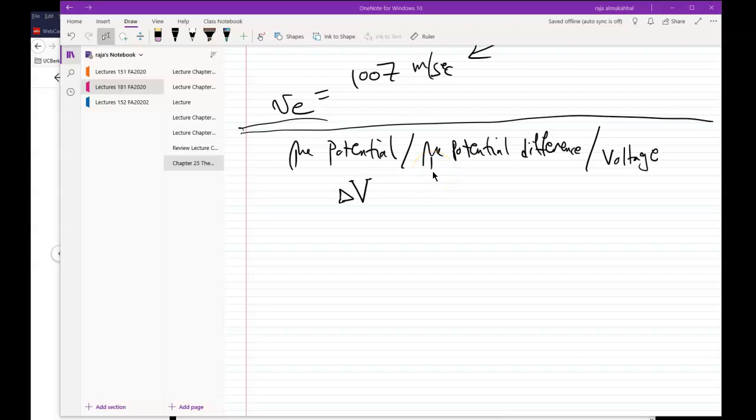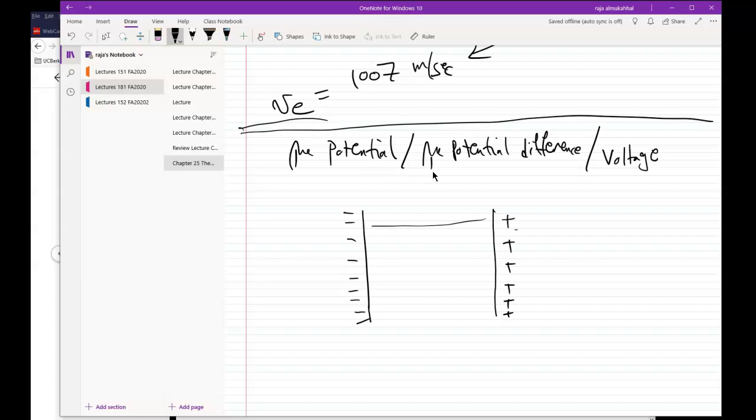Suppose I have a parallel plate capacitor. I want to explain it through that. Let's say I have a parallel plate capacitor here. Okay, suppose this is positive. This is negative. And of course, as you know, there will be an electric field going from positive to negative like that.